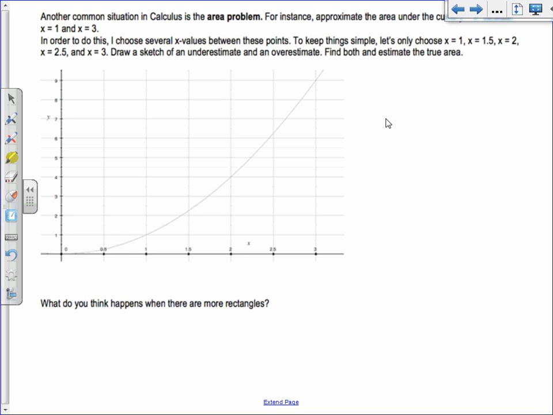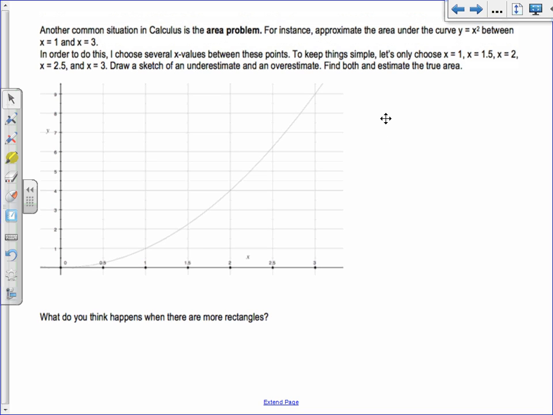It says, for instance, approximate the area under the curve y equals x squared between x equals 1 and x equals 3. So this is what I was talking about. We know how to find the areas of triangles, of rectangles, of circles. We don't know how to find the area under a curve like this. Okay, so what we're trying to find is this little piece right here. When I say under the curve, it usually means trapped by the x-axis.